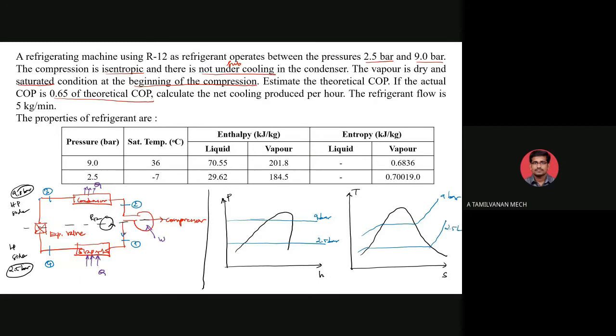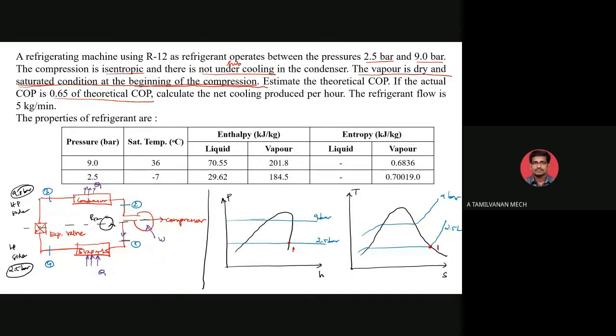After drawing the saturation curve and the pressure lines, you locate the points 1, 2, 3, 4. How do you locate point 1? From the question, the vapor is dry saturated at the beginning of the compression. The beginning of compression is point number 1. So point 1 is dry saturated vapor entering the compression.